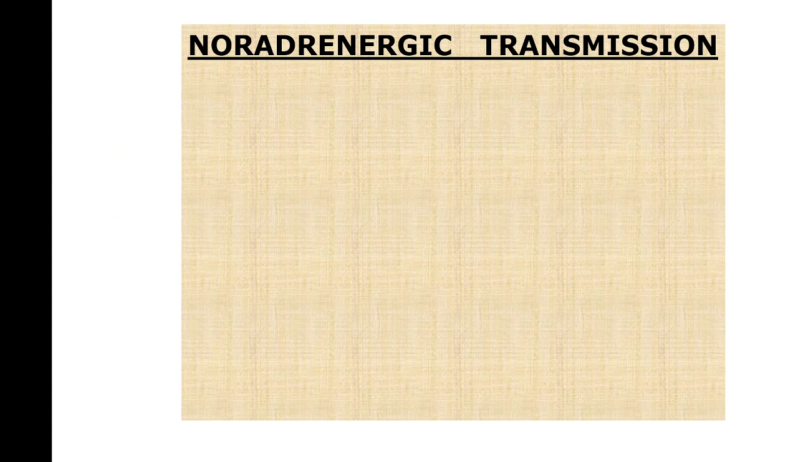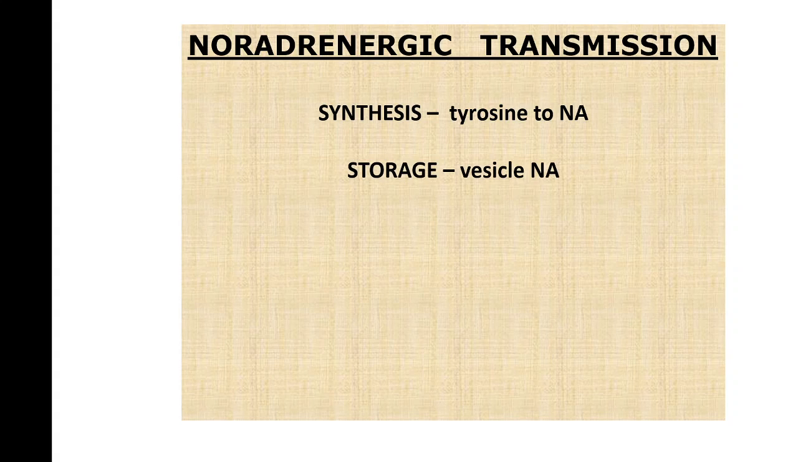There are basically a few steps in noradrenergic transmission. First step is synthesis of noradrenaline, which is synthesized from tyrosine. Now this noradrenaline has to be stored in some place. So in nerve fibers, noradrenaline is stored in vesicles. Vesicles are basically storage houses.